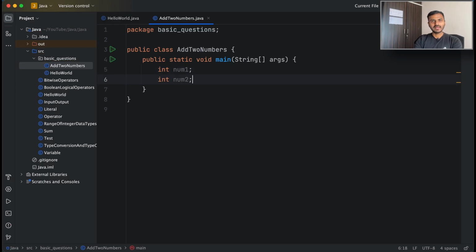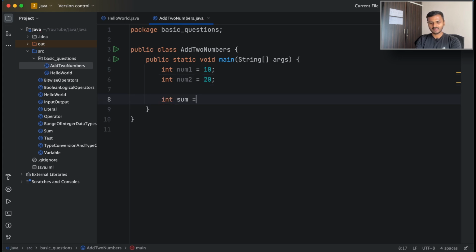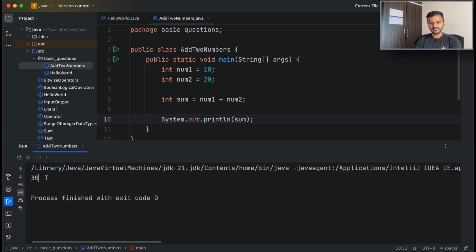Now, in order to put values in these variables, there are two ways. One, you can use literals and you can say num1 is equal to 10 and let's say num2 is equal to 20. And then you can say int sum is equal to num1 plus num2. And then lastly, you can say system.out.println sum and you can run the code. And this will give you 30.